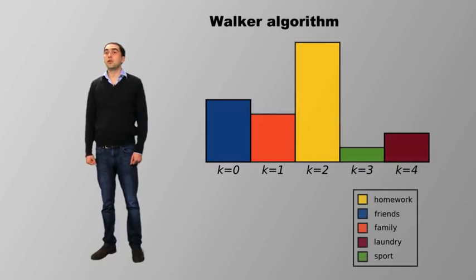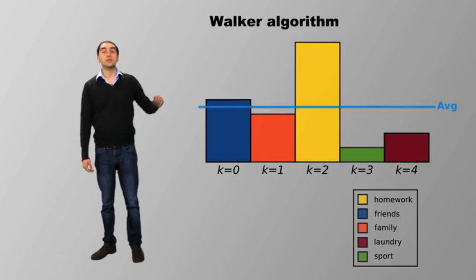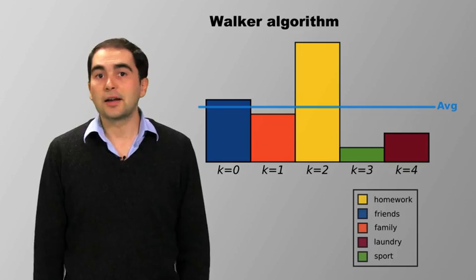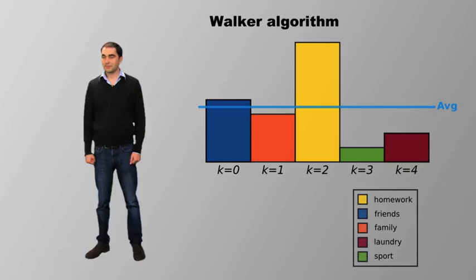Let's consider the colored boxes in the figure. They represent the discrete distribution that we want to sample. And let's arrange them in a special way. We first compute the box height average as shown in the figure. There are bigger boxes and smaller boxes than average.